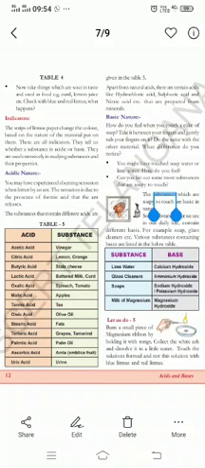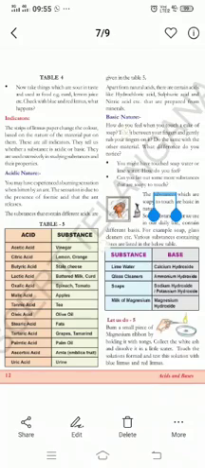Listen children. Now take things which are sour in taste and used as food, for example curd, lemon juice, etc. Check with blue or red litmus what happened. What is the nature of acid? Blue litmus turns to red, but with a base, red litmus paper turns to blue.